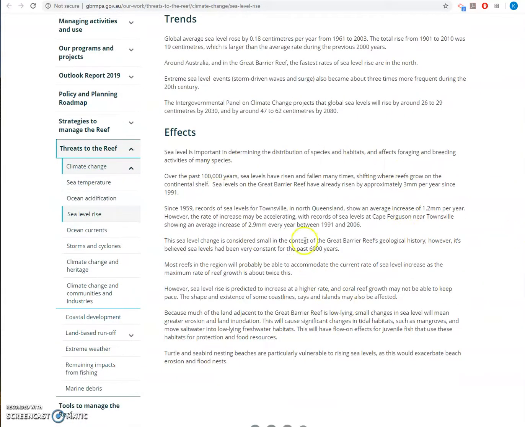And then here's some effects on how it's affecting people around the actual country of Australia. So sea level is important for determining the distribution of species and habitats, which affects foraging and breeding for many, many species. So sea levels have risen and fallen a lot. That's causing shifts. That's causing things to change, right? So sea levels on the Barrier Reef have risen, right? So actually the reef needs to be kind of close to the surface so that it can be the proper climate for things that live there. So getting deeper there is actually bad.